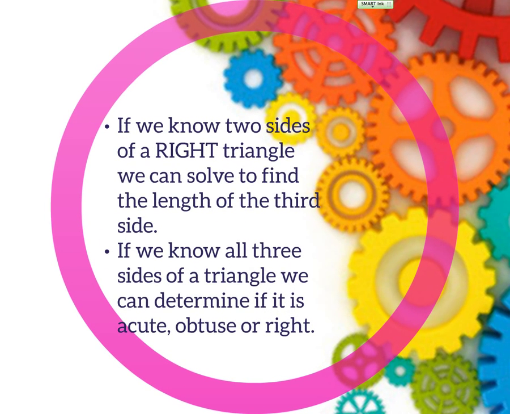Alright, so if we know two sides of a right triangle, we can solve to find the length of the third side. Been there, done that. We're going to do two different problems kind of covering both of those situations. And then just something to keep in mind, the converse of the Pythagorean Theorem. If we know all three sides of a triangle, we can plug those numbers in and determine if it's an acute triangle, an obtuse triangle, or a right triangle. Definitely things that I know you guys do in geometry, but I know it's been a while.